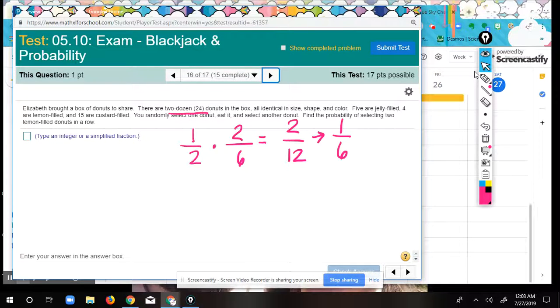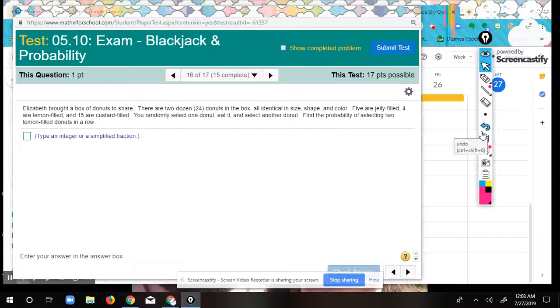We're almost done. Okay, Elizabeth, that's my daughter's name, brought a box of donuts to share. There are 24 donuts, that would be a lot of donuts, in the box, all identical. 5 are jelly filled, 4 are lemon filled, and 15 are custard filled. You randomly select one donut, eat it, and then select another. Find the probability of selecting 2 lemon filled donuts in a row.